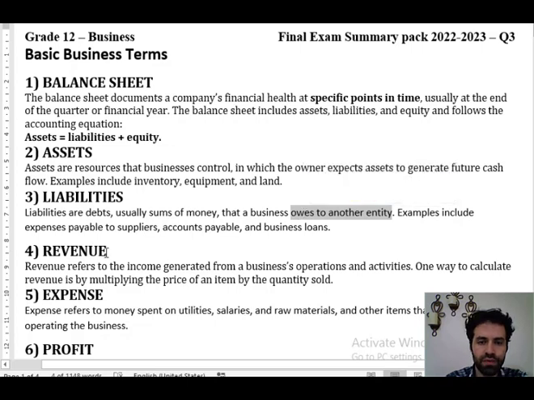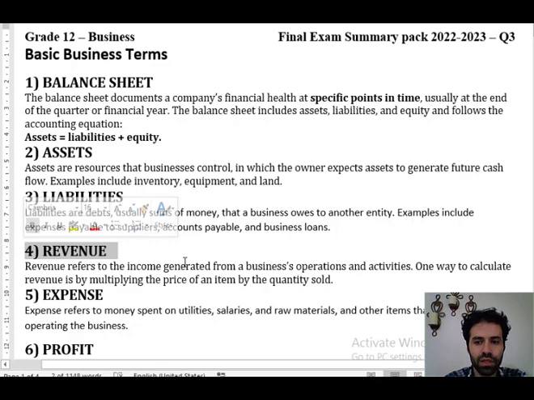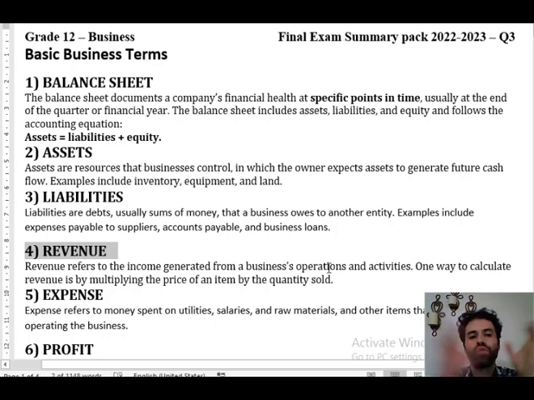Number 4 is revenue. Revenue refers to the income generated from a business operations and activities. So the revenue is the total income that is generated by business activities.